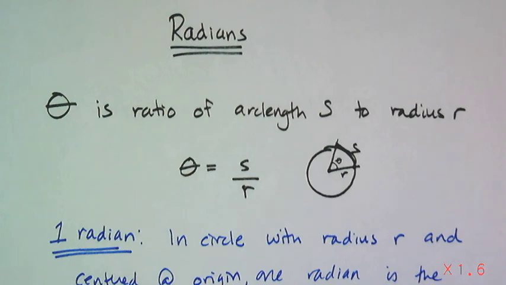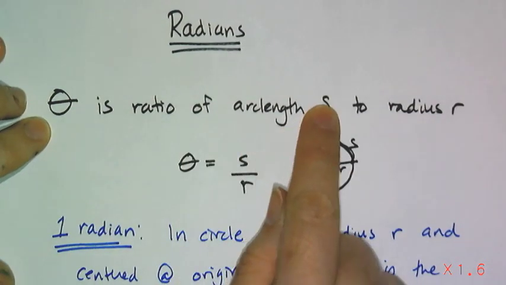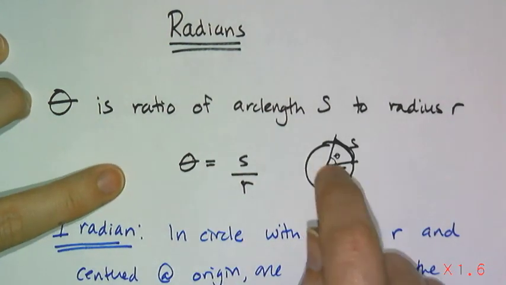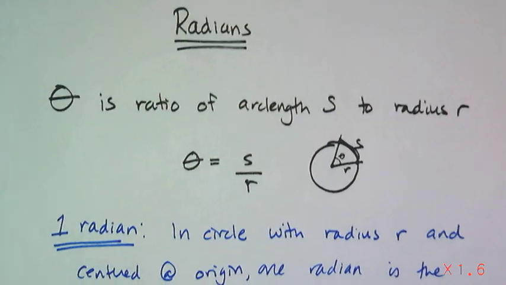Now, speaking of radians, you should have learned a little bit about radians in geometry. And so I'm just going to do a quick review. This is the Greek letter theta, which we often use to denote angles. So theta is the ratio of arc length s to radius r, and that is a radian. It's a measurement of arc length in relation to radius.